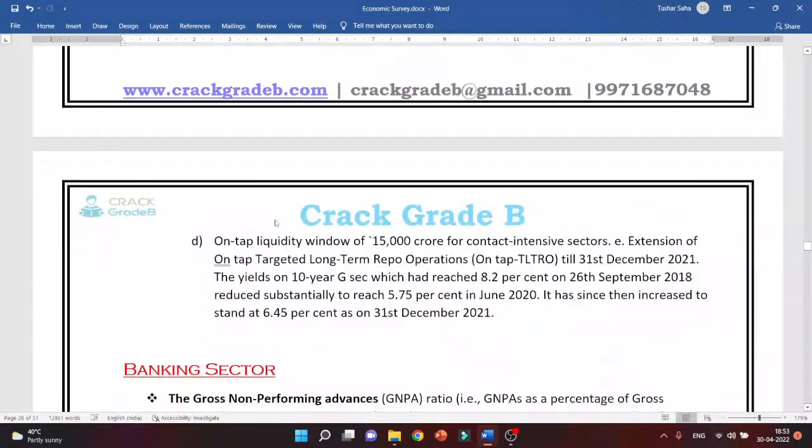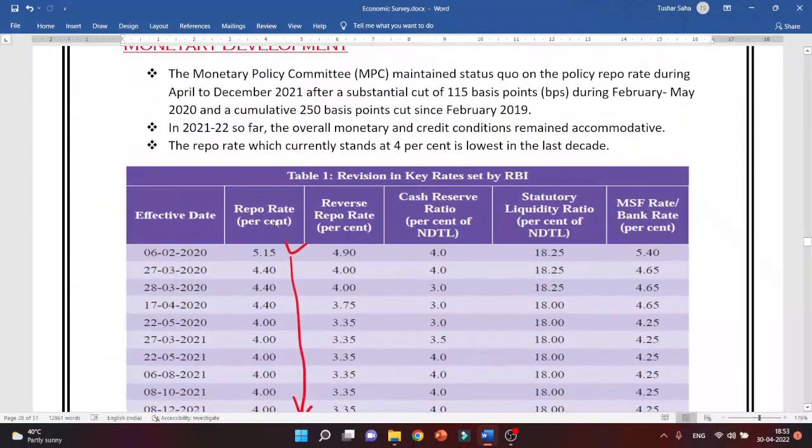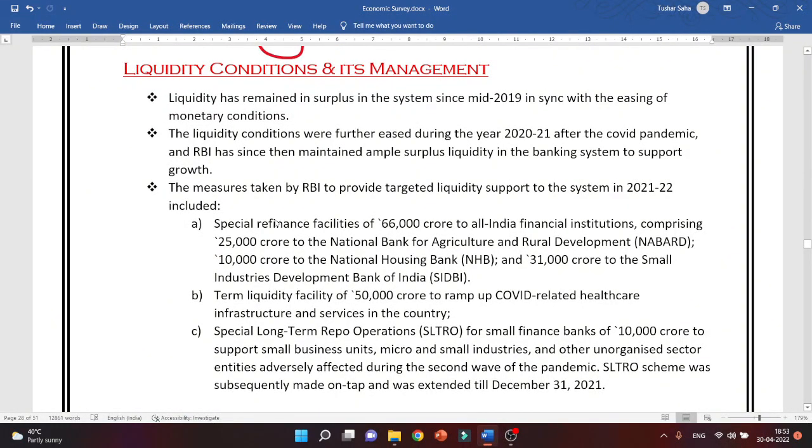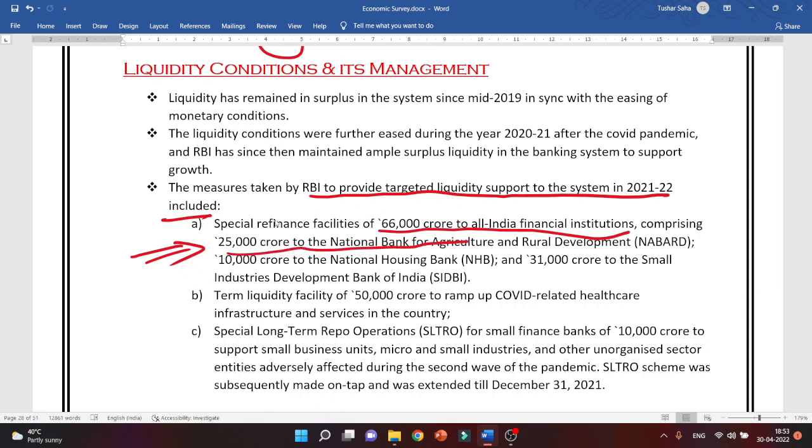Monetary management is a topic where current data will mostly be asked in the examination. But a few things you should know: measures taken by RBI to provide targeted liquidity support in 21-22 included a special refinance facility of 66,000 crore to All India Financial Institutions, AIFIs, comprising 25,000 crore to NABARD. You remember where this 25,000 has gone? We have seen above that this 25,000 crore was given to the farmers in need through NABARD.